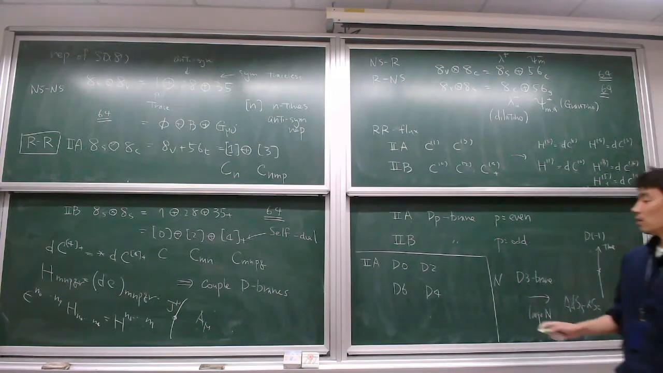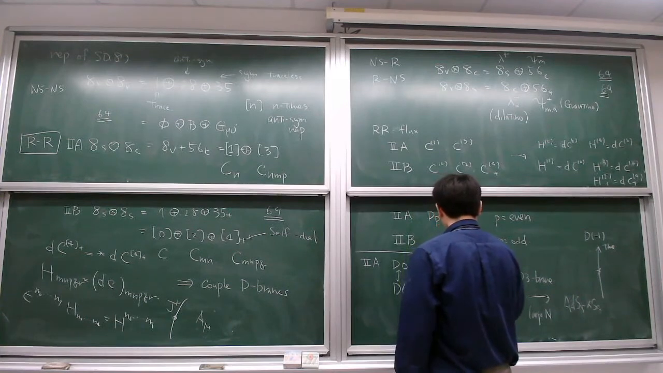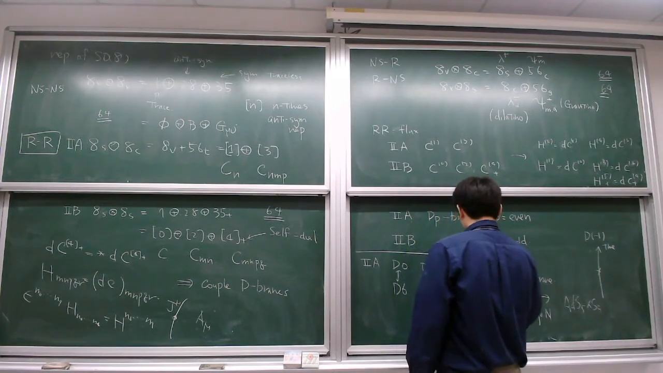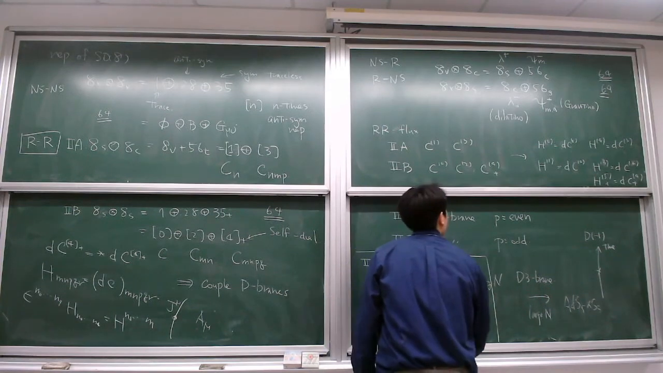So they are magnetic, electromagnetic field. So this is EM field duality. And that couples C1 and then C3.